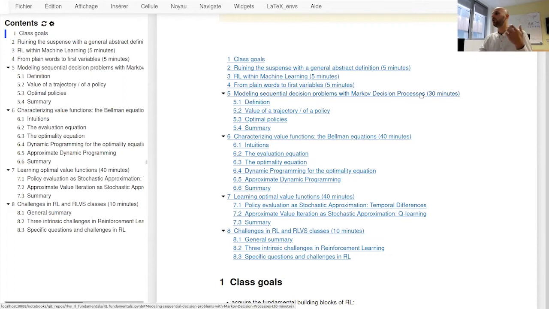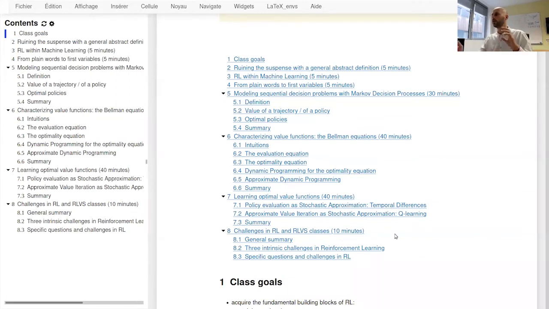And from there, we will move our way towards the question of solving the reinforcement learning problem through parts 6, 7, and 8. The conclusion of this notebook will be a general summary of everything we've seen, a specific taxonomy of challenges intrinsic to reinforcement learning and how these challenges and these concepts relate to specific RLVS classes and specific parts that might not be covered in RLVS. So let's go.